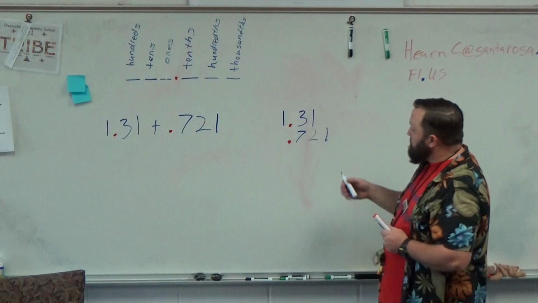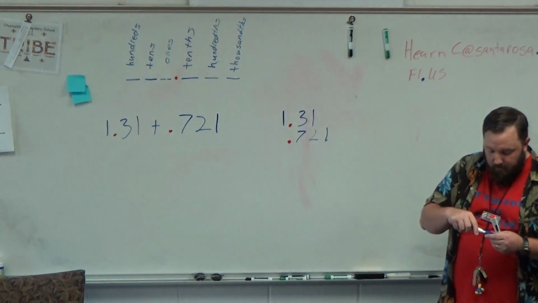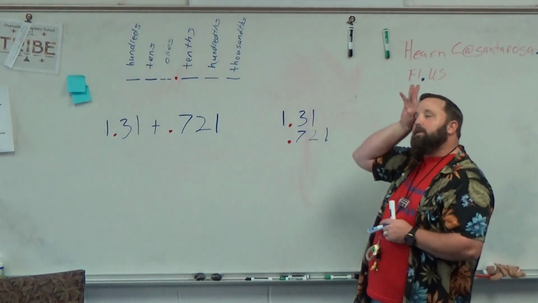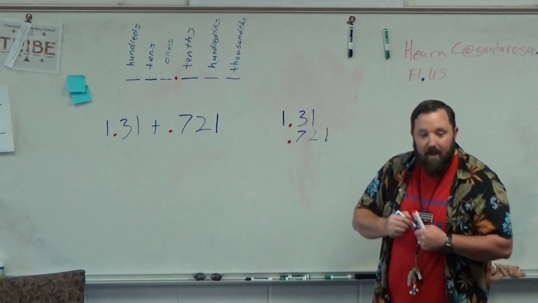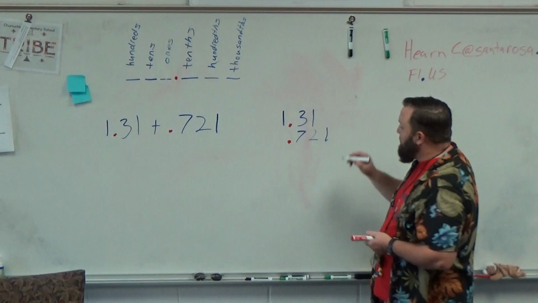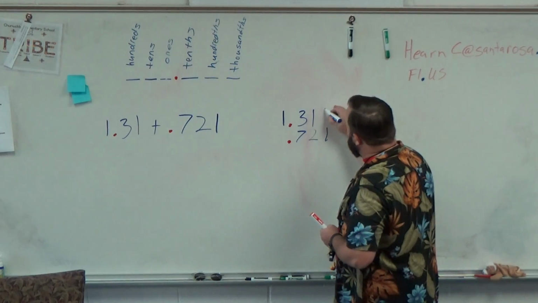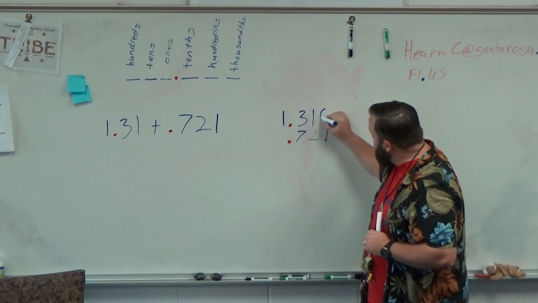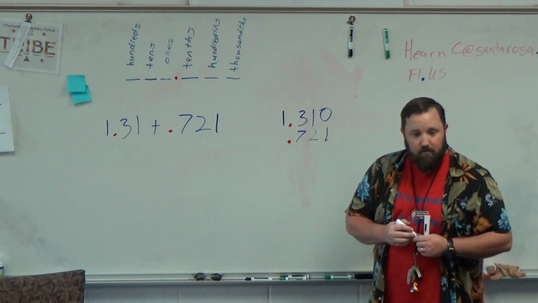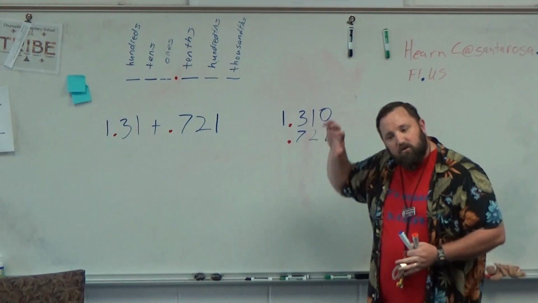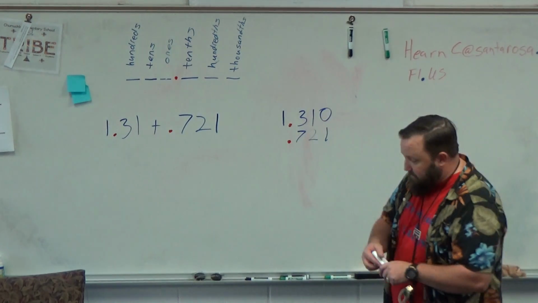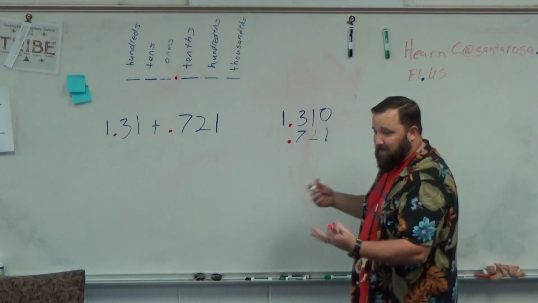Now, some of you, and we talked about this, you're like, Mr. Hearn, there's nothing there. Right? Add a zero, folks. Add a zero. Don't make it any harder. There's always a zero. There's nothing there, right? What is zero? Zero's nothing. Put it in there. If you're one of those people that can't see it, go ahead and put the zero in there. Help yourself out. Okay? Then we're going to simply do the standard algorithm.